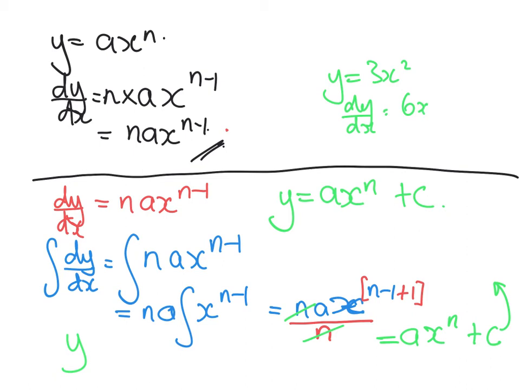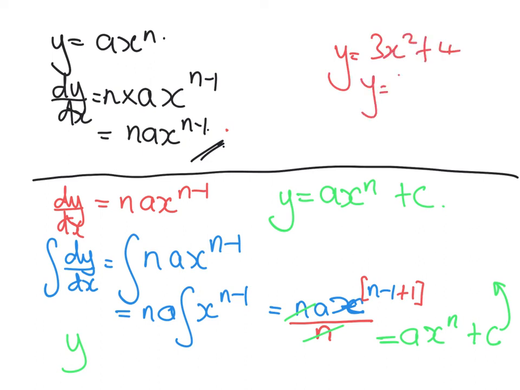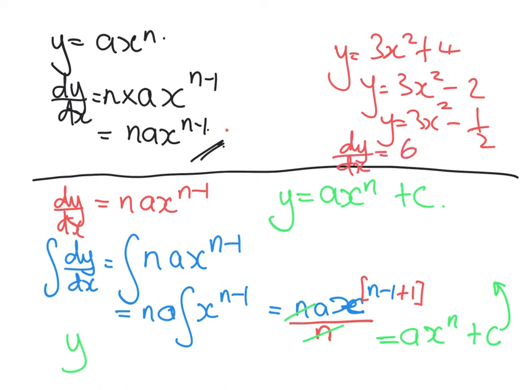But 6x can also be obtained through differentiating other functions. Let's say, I'm going to erase this. I can still get it by differentiating y equals 3x squared plus 4, or y equals 3x squared minus 2, or y equals 3x squared minus 1 over 2, or plus 1 over 2. You can still get the same dy/dx equals 6x. I can still get them. So that's why your c matters, especially when you integrate.